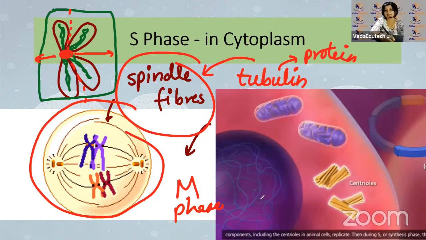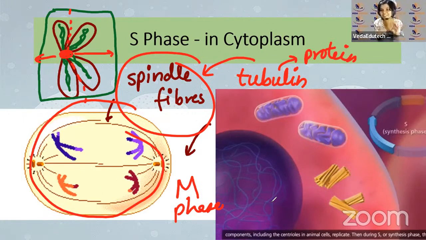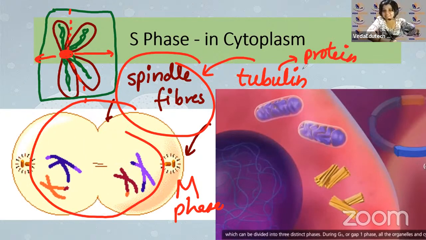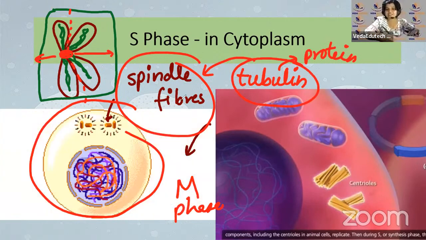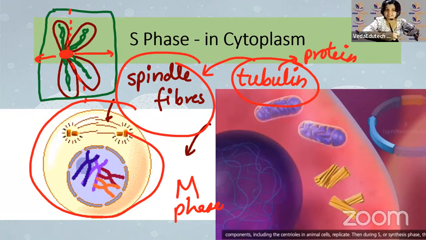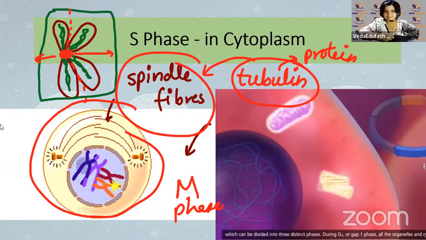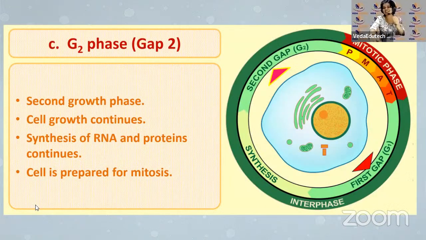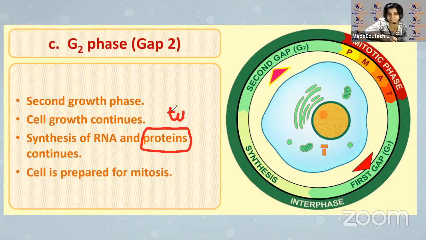But we have to do preparation for M phase, before beginning M phase. Making this tubular fiber has to start right now. In S phase? No, not in S phase, but in the next phase. What is the next phase? The next phase is the G2 phase, the second gap phase. What happens in G2 phase? In G2 phase, the cell continues to grow in size, but along with it, it synthesizes a lot of protein. Tubulin protein is also needed here, so tubulin protein is synthesized here.